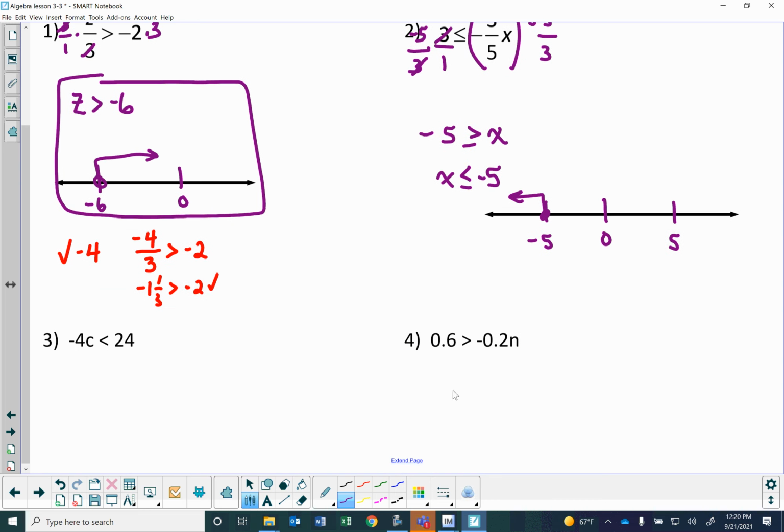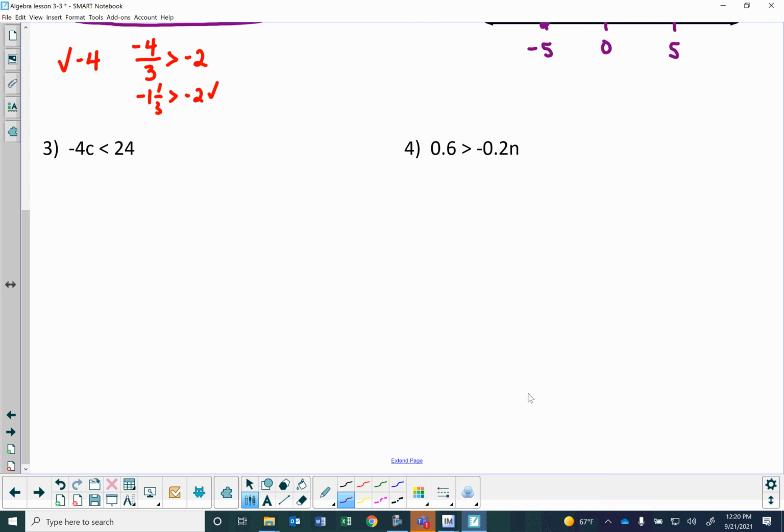Let's look at a couple more examples. Number 3, -4c is less than 24. Okay, here they multiplied c by -4, so to undo that, I'm going to divide by -4. Okay, divide one side by -4, I have to divide the other side by -4. I divided by a negative number, so I will flip my inequality symbol. So now I have c. Instead of being less than, now it's greater than. 24 divided by -4 is -6.